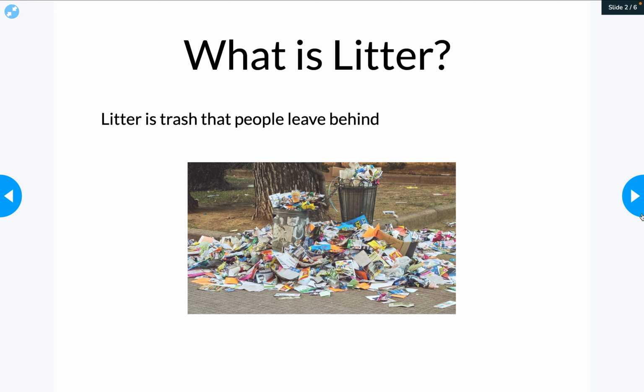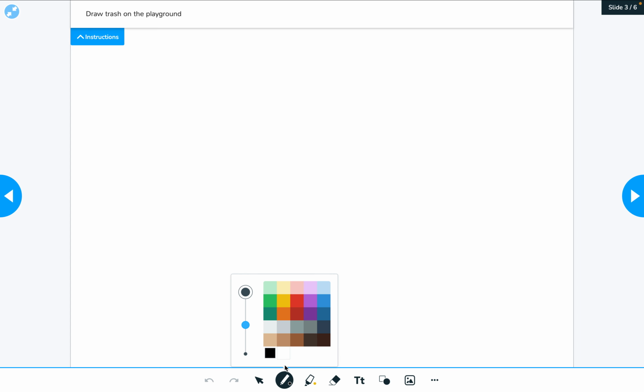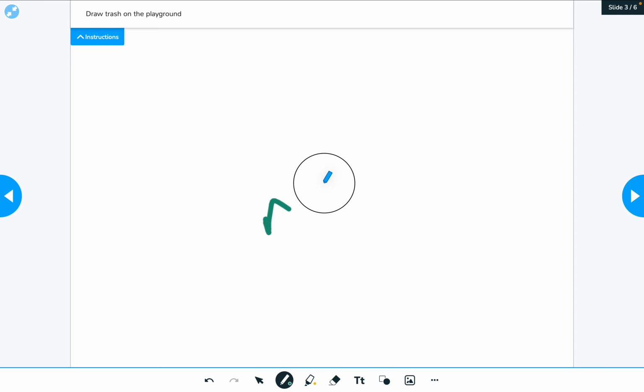We're going to have a classroom discussion, just start a good discussion with all of us and discuss what litter is and what it means, and if they've seen it on our playground, at home, wherever that might be. Then they're going to draw trash on the playground. This is a tool on Nearpod where they can draw trash. They can write on here. So I'm going to have them draw trash on the playground here.